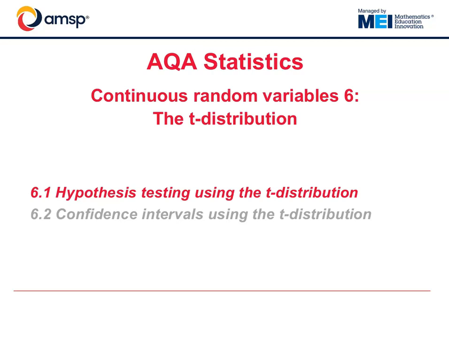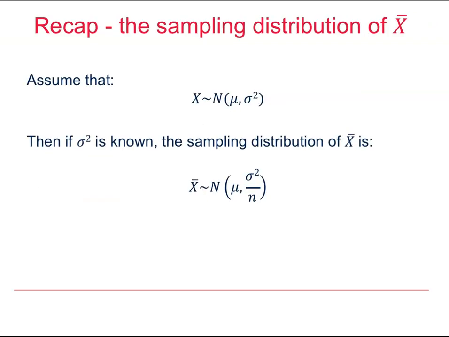This is AQA Statistics, Continuous Random Variable 6. This video is about hypothesis testing using the t-distribution. Let's start with a recap of the sampling distribution of the sample mean.